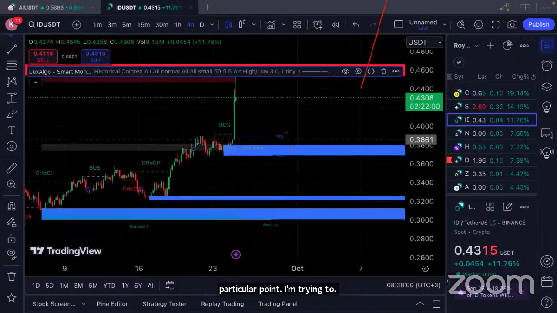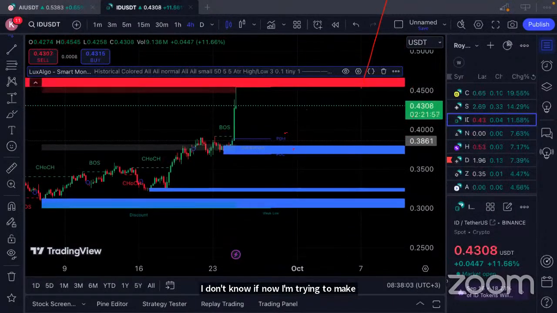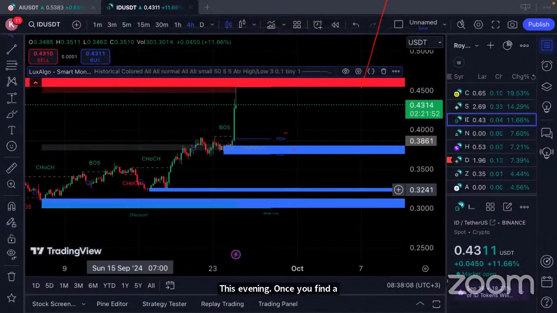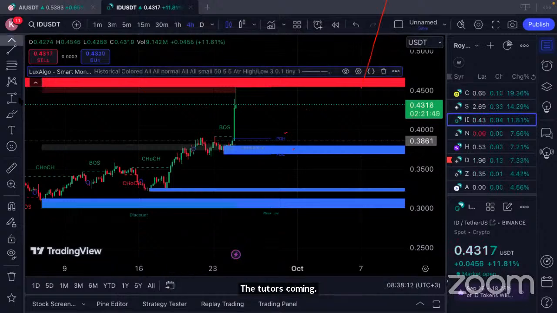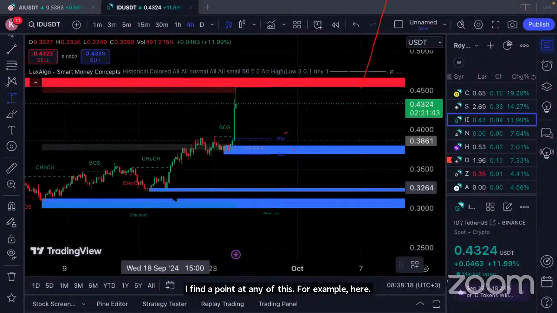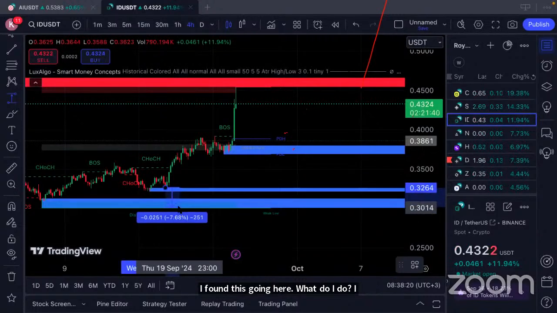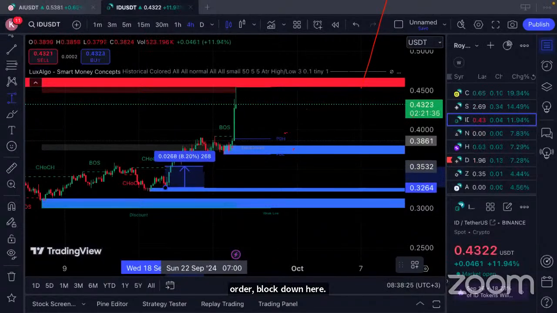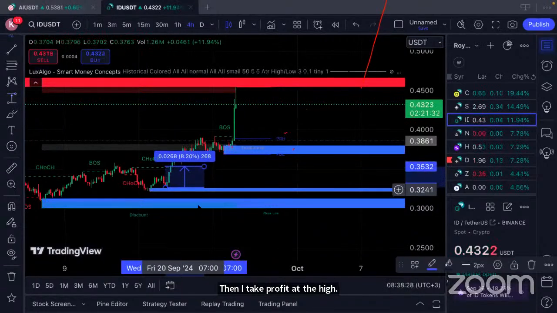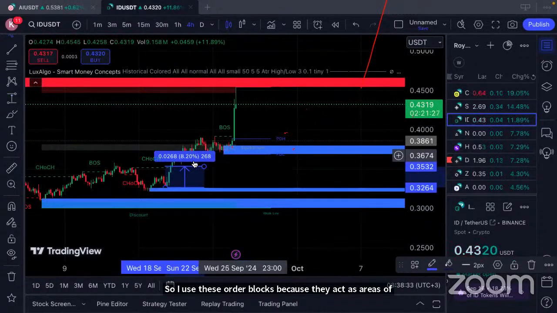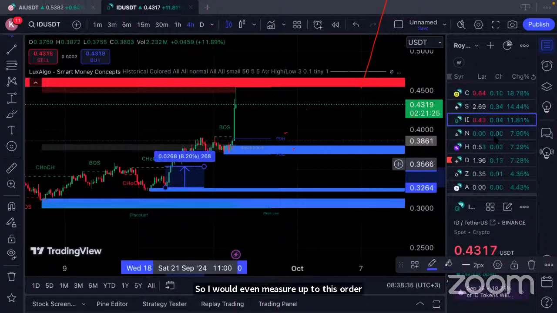I don't know if now I'm making sense to someone this evening. Once you find a coin in an area of discount, I find a coin at an area of discount. For example, here, I found this coin here. What do I do? I measure to this order block down here. Then I take profit at the high around here. So I use these order blocks because they act as areas of support and resistance. So I could even measure up to this order block. Am I making sense to someone?